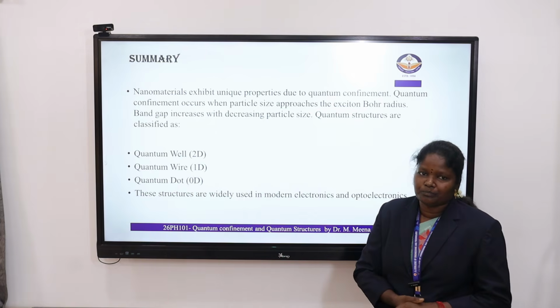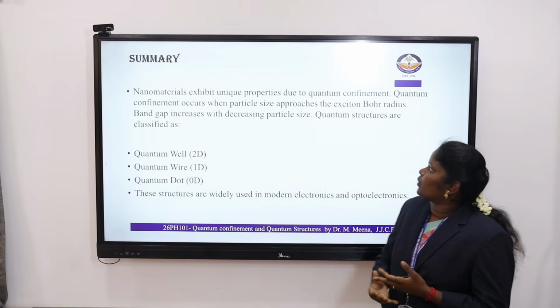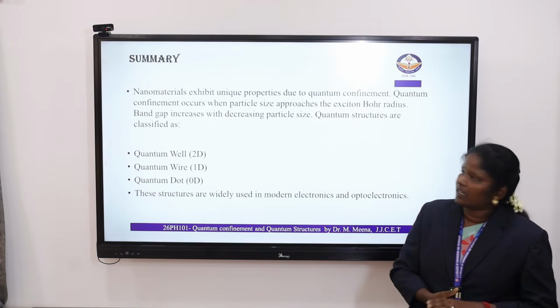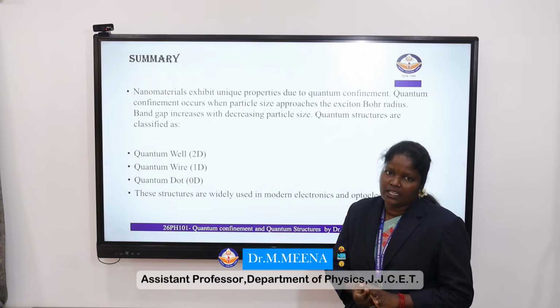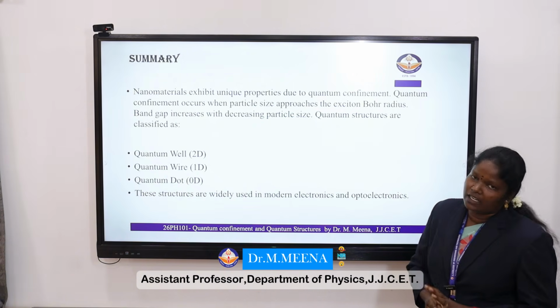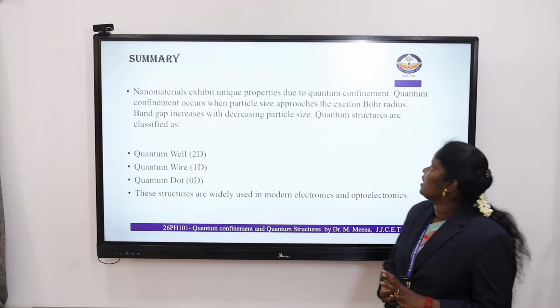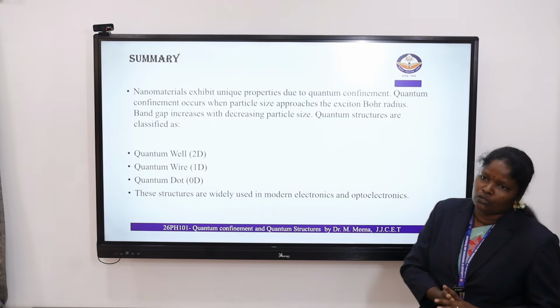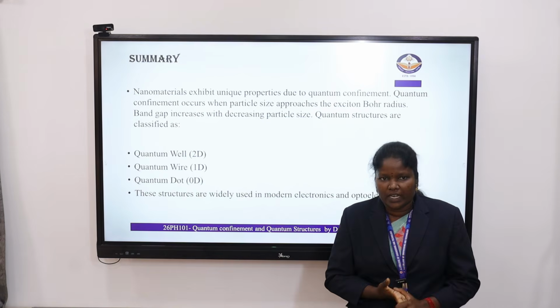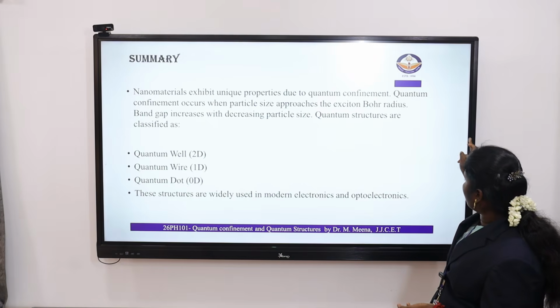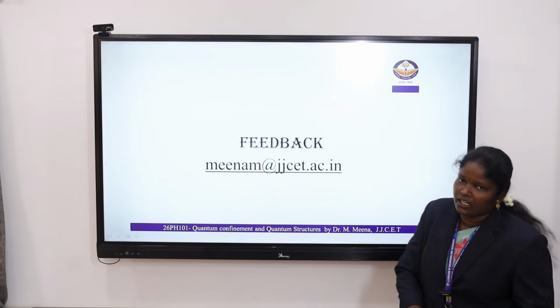In summary, materials exhibit unique properties due to quantum confinement. Quantum confinement occurs when particle size approaches the exciton Bohr radius, and the band gap increases with decreasing size. Quantum structures are classified into quantum well, quantum wire and quantum dot. These structures are widely used in modern optoelectronic devices.